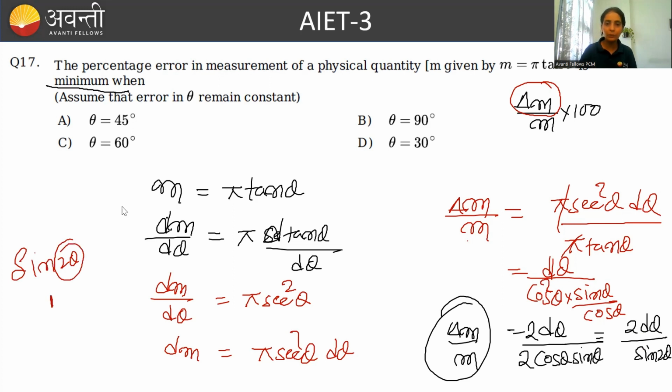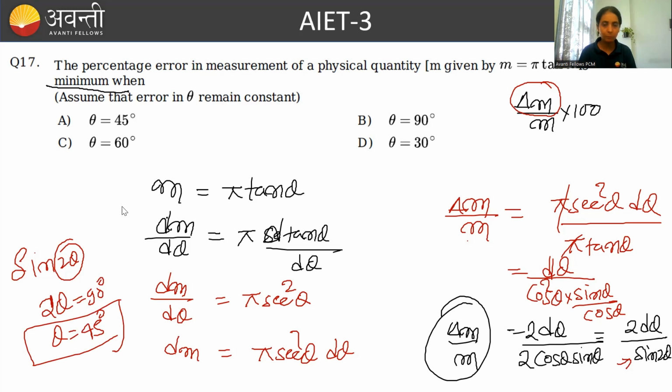So its maximum value can be 1 when 2 theta will be equal to 90 degrees. That is, theta will be 45 degrees. So when theta is 45 degrees, this denominator will be maximum. And if this is maximum, delta m by m will be minimum. So at theta equal to 45 degrees, percentage error in m will be minimum, right? So this is how we proceed when any physical quantity is written in terms of a trigonometric function. If we have to calculate relative error, we calculate dm by d theta, or whatever is the physical quantity, and go like this.